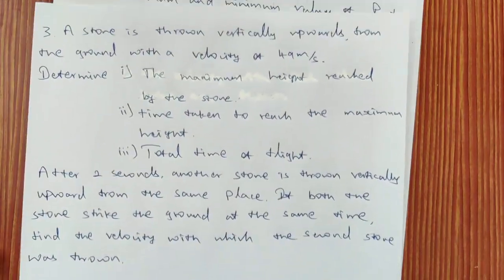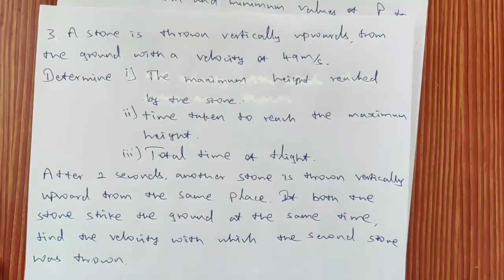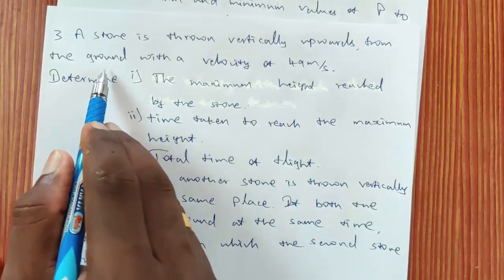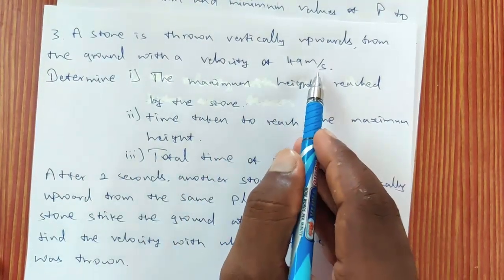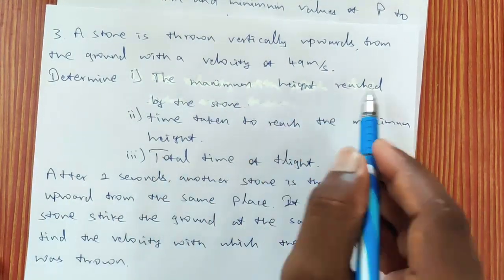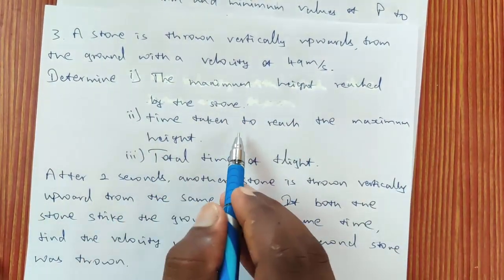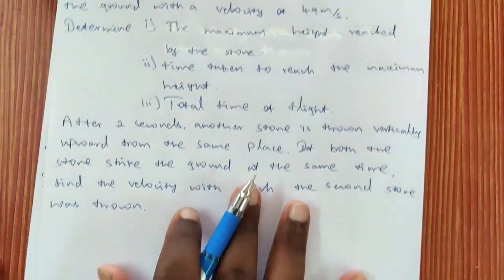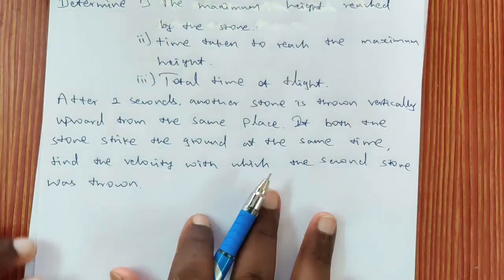Then the third problem. A stone is thrown vertically upwards from the ground with a velocity of 49 meter per second. Determine the maximum height reached by the stone, time taken to reach the maximum height, total time of flight. So first we will calculate the 3.